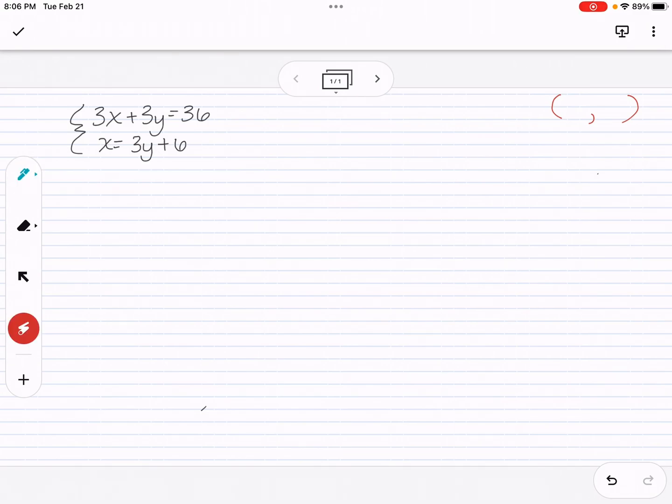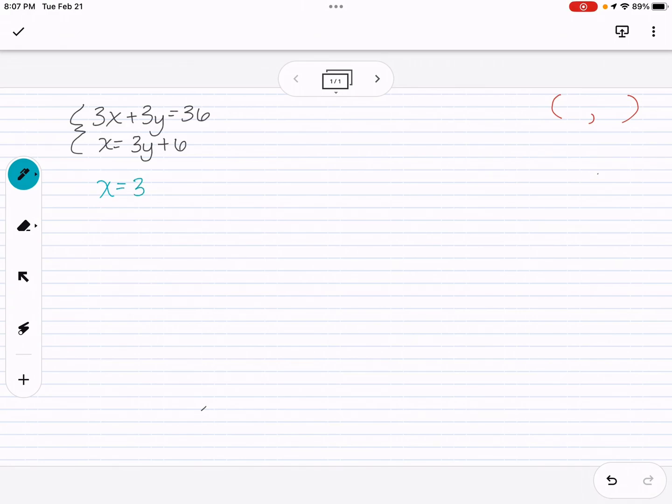So in this system, we have the variable x and we have the variable y. Our job is to get one of the equations, it doesn't matter which one, equal to either x or y. I noticed that the bottom equation already is equal to x. X is by itself. So guess what? Step 1 is done.